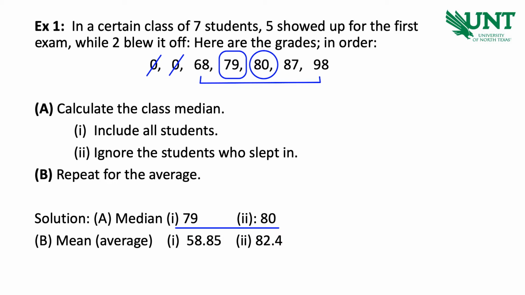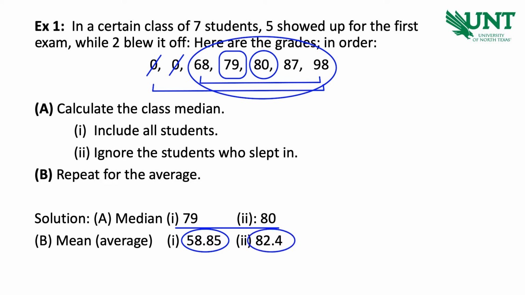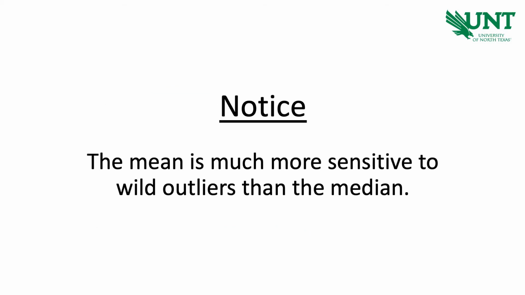The average of the whole class is 58.85, while if we ignore the first 2 students, the average is, boom, 82.4. What a big difference. Notice that the mean is much more sensitive to wild outliers than the median.